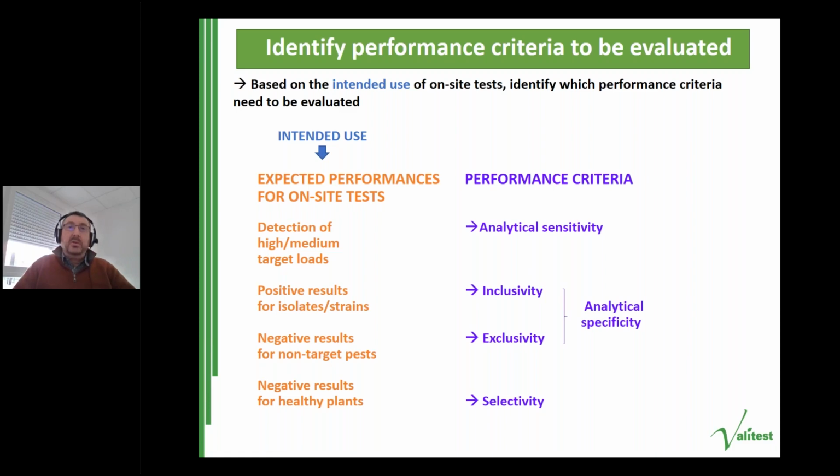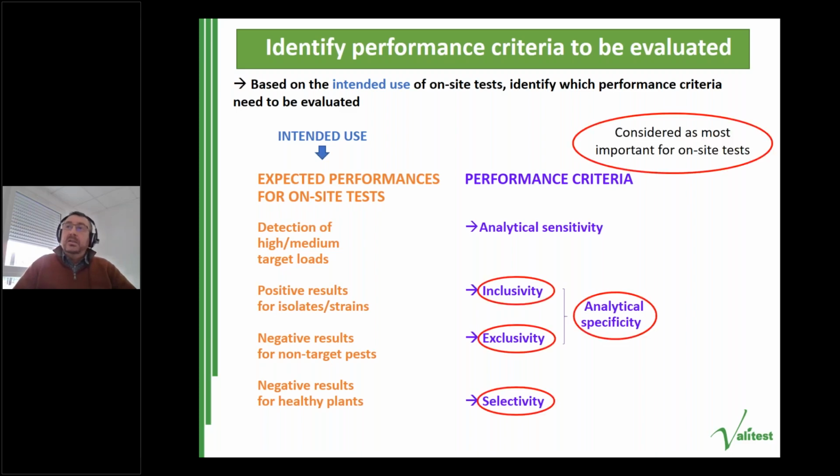The expected performances for on-site tests are linked to performance criteria. For example, analytical sensitivity, inclusivity, exclusivity, which combines with inclusivity to be calculated as analytical specificity, and finally selectivity. Some are considered as most important for on-site tests. Here you can see that analytical sensitivity is not recognized as most important for on-site tests. And you can notice that both users and manufacturers have almost the same point of view regarding this criterion.